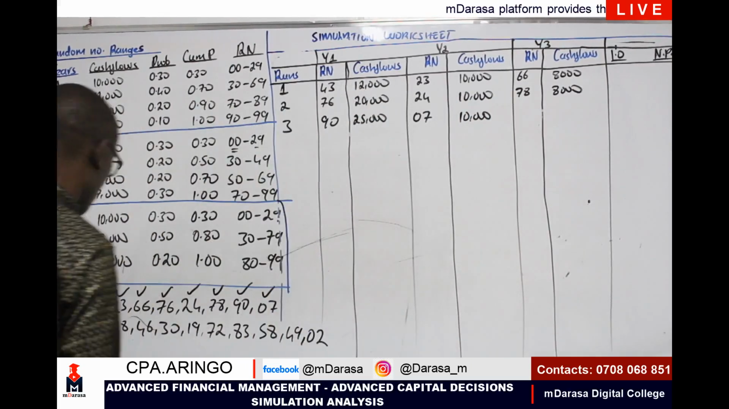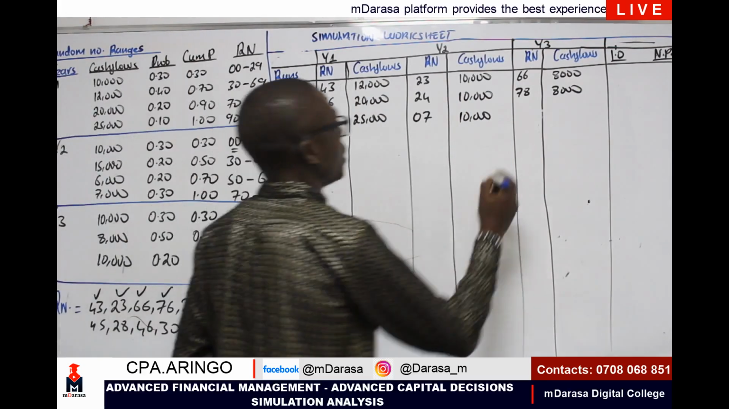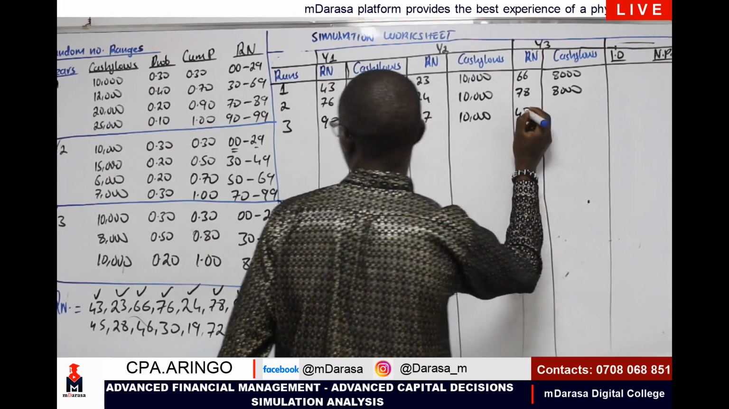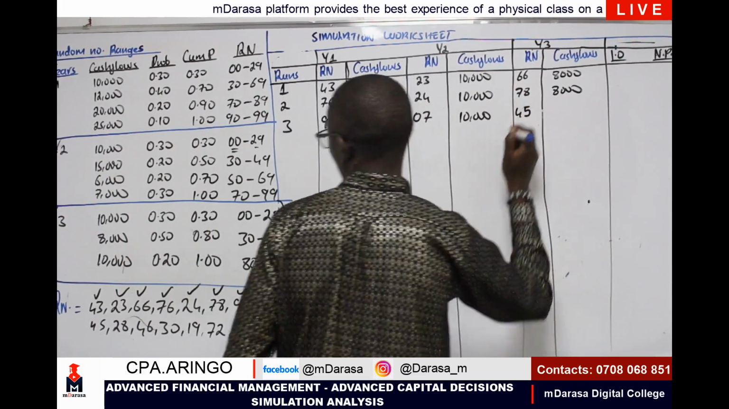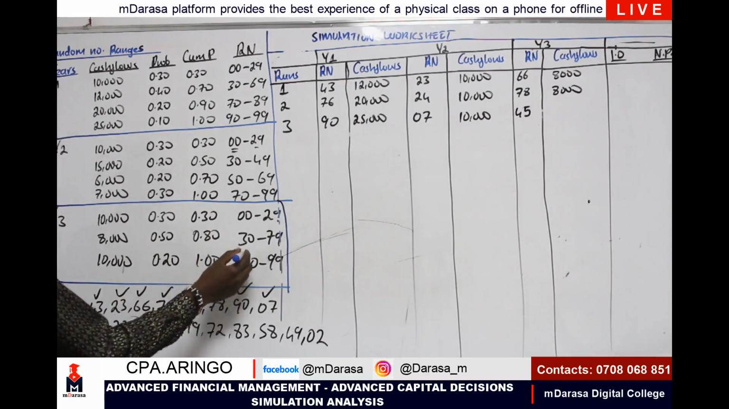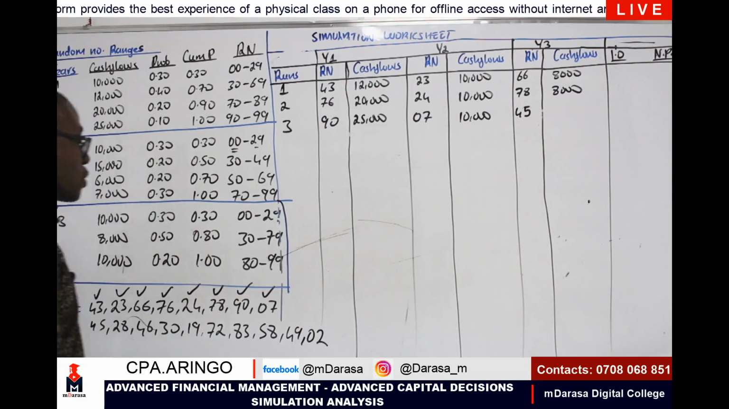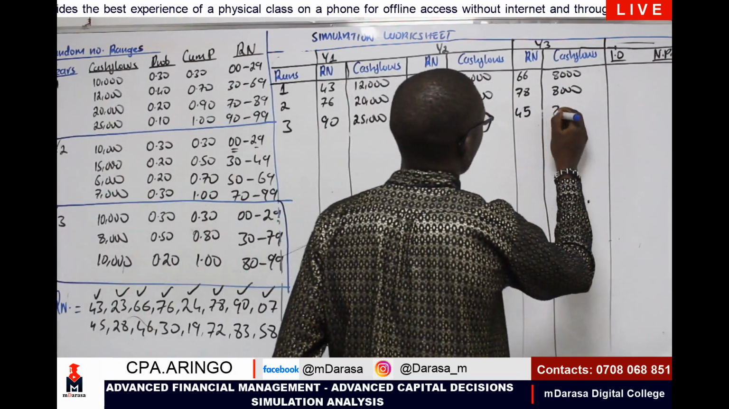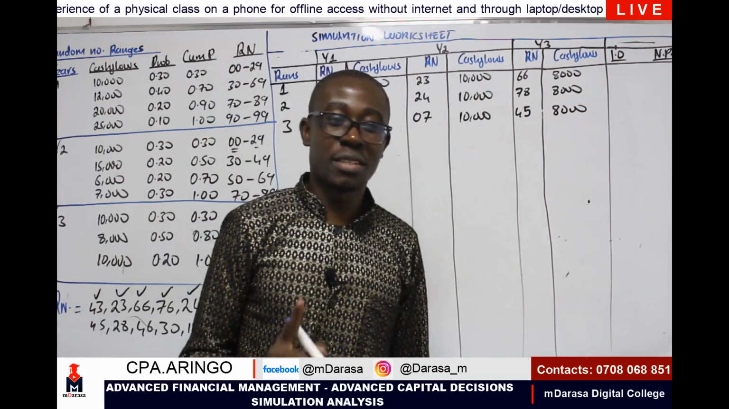The other random number is 45. Where is 45 falling in year 3? 45 is falling in between 30 and 79. So therefore, again, I'm going to have 8,000. I really hope that you guys are getting this concept right.